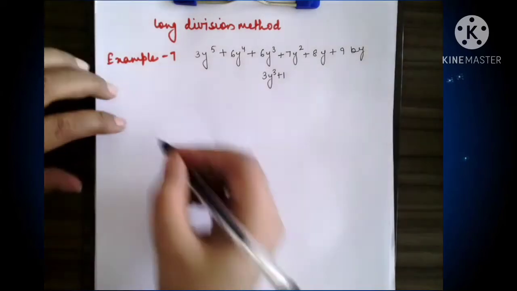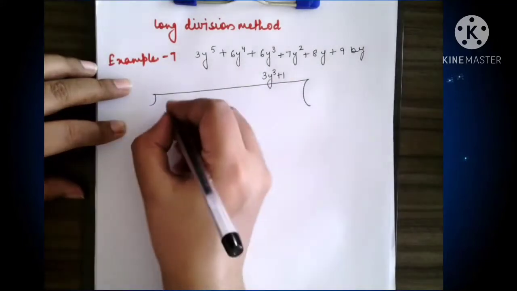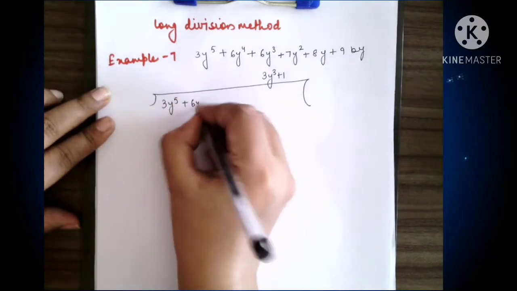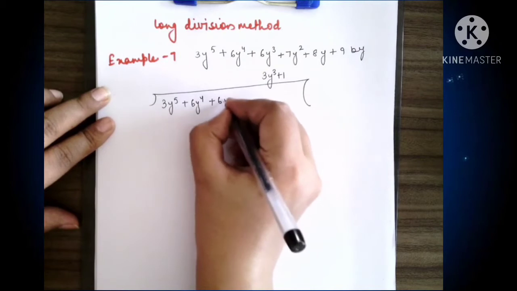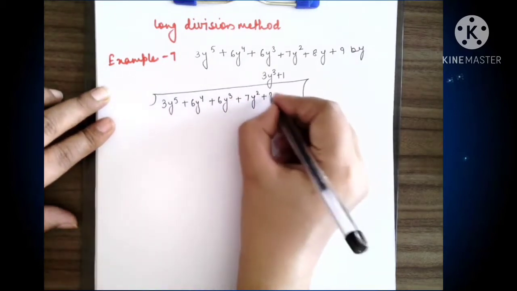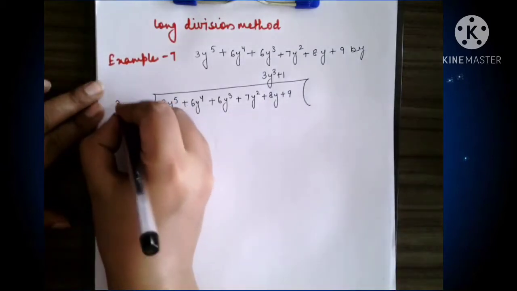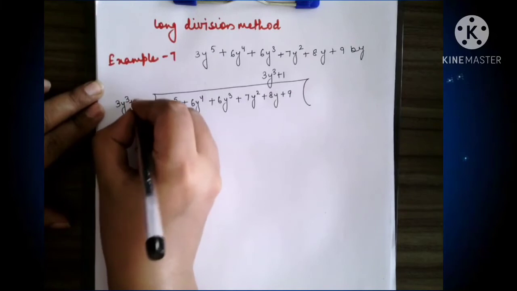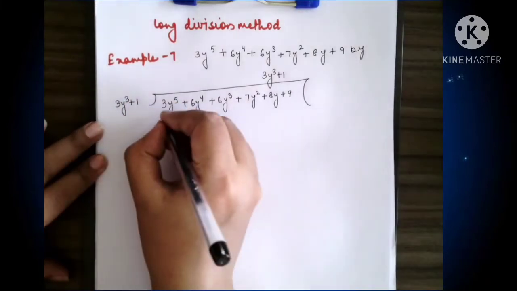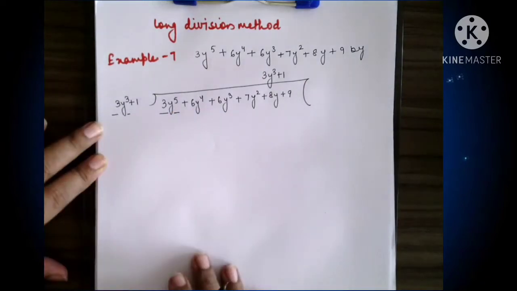Now move to the question. जैसे हम divide करते थे, हमने divide वाला sign लगाया. 3y raised to the power 5 plus 6y raised to the power 4, 6y cube, 7y square plus 8y plus 9. You have to divide it by 3y cube plus 1. इससे आपने divide करना है. Now everyone underline the first term of the dividend and the first term of the divisor.